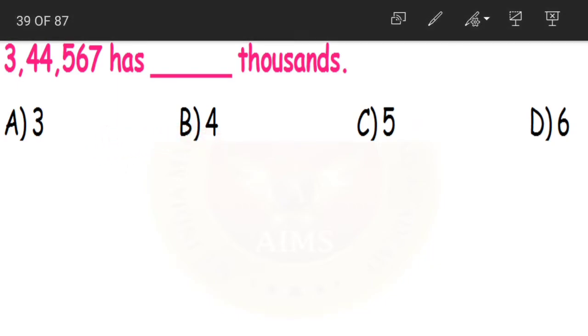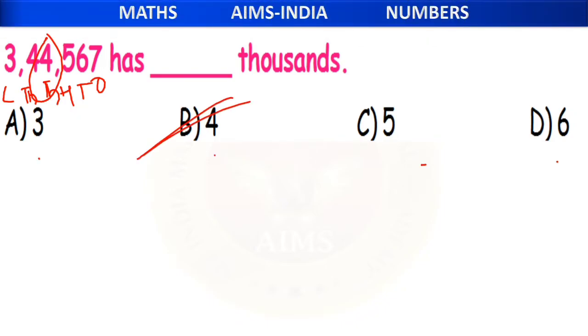3,44,567 has dash thousands. Now if you look at the place values again: ones, tens, hundreds, thousands and ten thousands, and lakhs. So what is there in the thousands place? 4. So when you look at the options 3, 4, 5 and 6, option B, 4 becomes our correct answer.